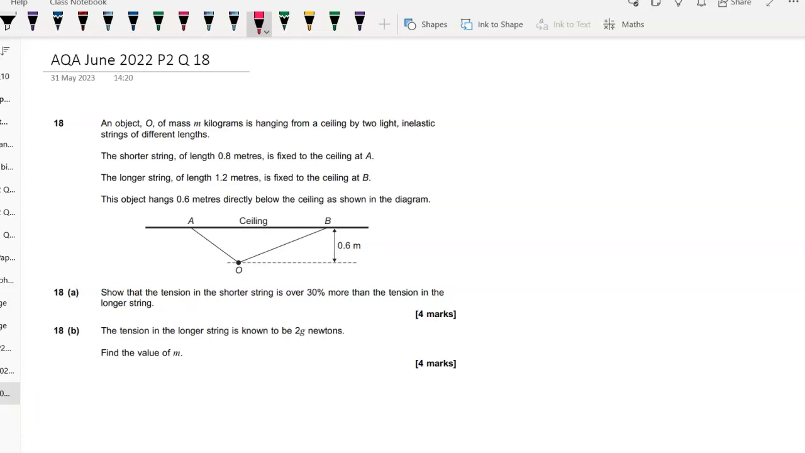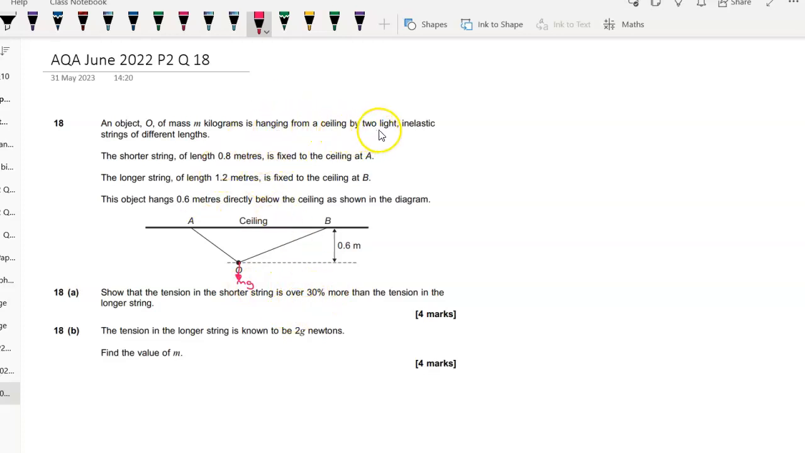Right, June 2022, paper 2, question 18. And I haven't read the question yet. Right, an object O of mass m kilograms. So, as always, label your diagram, label what you know. So, O of mass m kilograms. So, coming down here, we've got a force mg, mass times gravity.